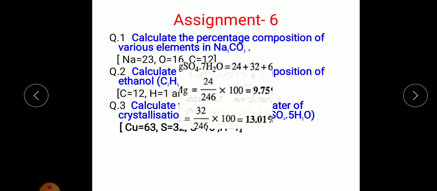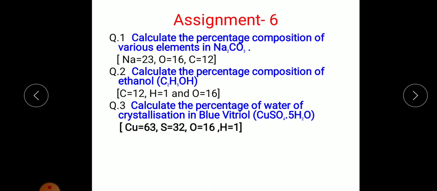In a similar way, your today's assignment number 6. Question number 1: calculate the percentage composition of various elements in Na2CO3, that is sodium carbonate. Atomic mass of sodium is 23, oxygen is 16, and carbon is 12. Then calculate the percentage composition of ethanol, C2H5OH. Here we have got carbon 12, hydrogen 1, and oxygen 16. Here you can consider the hydrogens together, since it is a single molecule. We don't have H2O like that. So you can consider 6 hydrogens at one time.